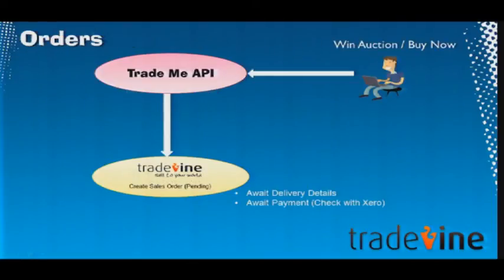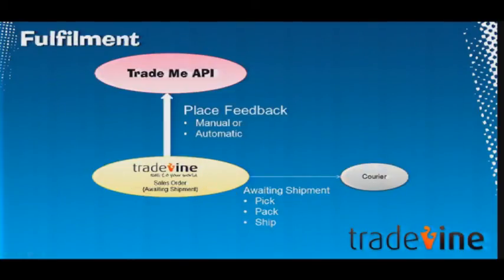So it can quickly enable you to go through the whole process of answering questions. And then when an auction is won or a buy now is purchased, we create a sales order in Tradevine. We then also create an authorized accounts receivable invoice in Xero. And then we periodically check TradeMe to find the buyer's delivery address details, and we also check Xero to find out when payment has been made. Once those two conditions have been met, our order then moves to awaiting shipment.